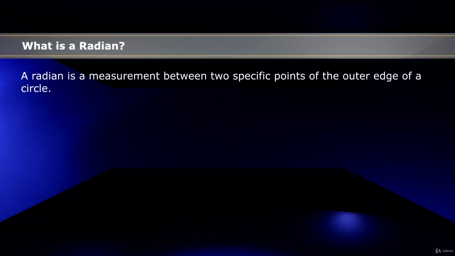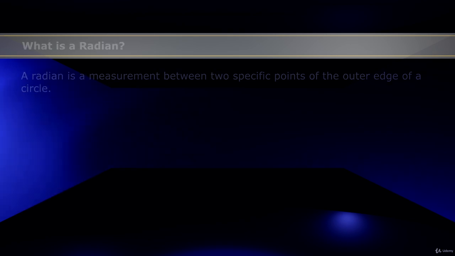This video will explain exactly what a radian is and how Blender uses them. A radian is simply a measurement between two specific points on a circle. Okay, to understand radians, we need to understand pi.